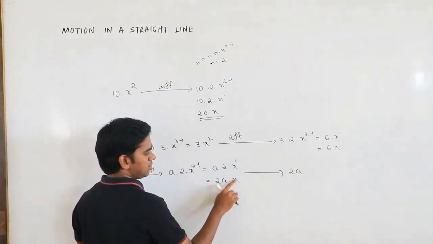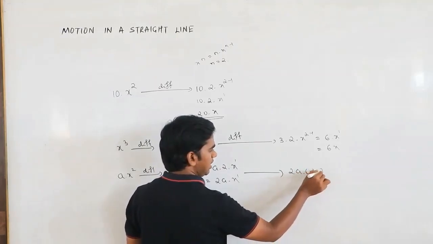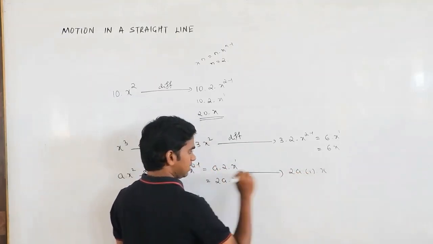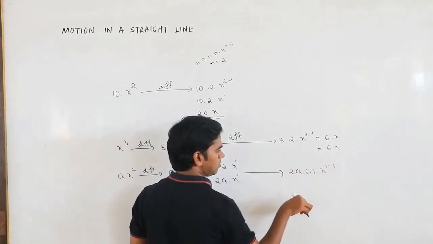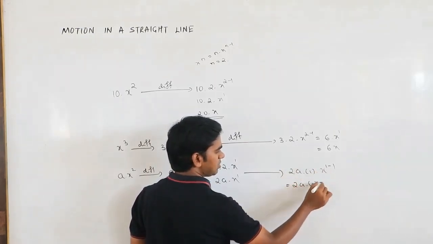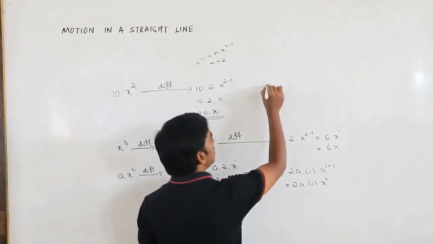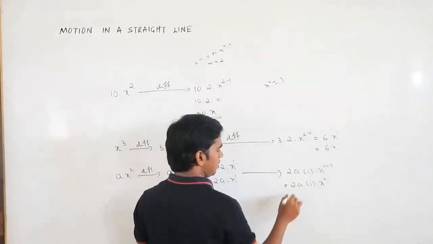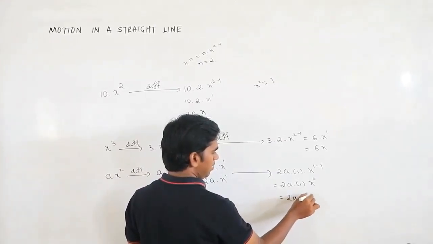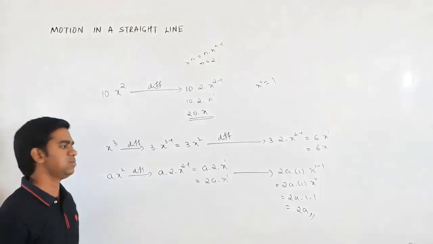Differentiation of x, what is there? N equals 1, so 1 x raised to 1 minus 1. So 2a, 1 you write as x raised to 1 minus 1, what is that? x raised to 0. x raised to 0 is 1, so 2a into 1 into 1, so what you will get? You will get 2a.